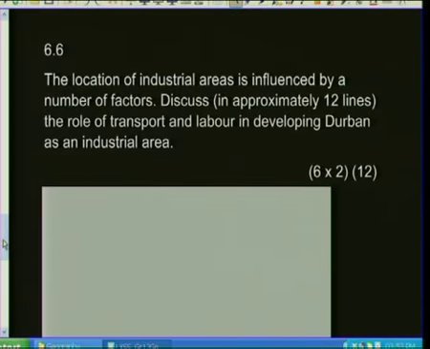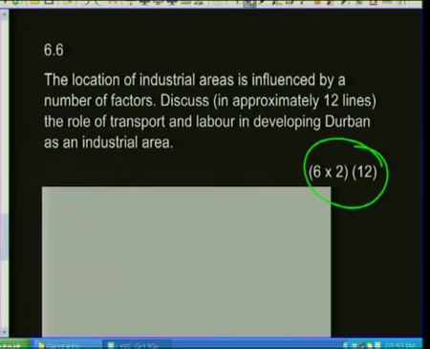6.6. The location of industrial areas is influenced by a number of factors. Discuss in approximately 12 lines the role of transport and labour in developing Durban as an industrial area. Once again, it's a good idea to check your mark allocation. They're looking for 6 points here.